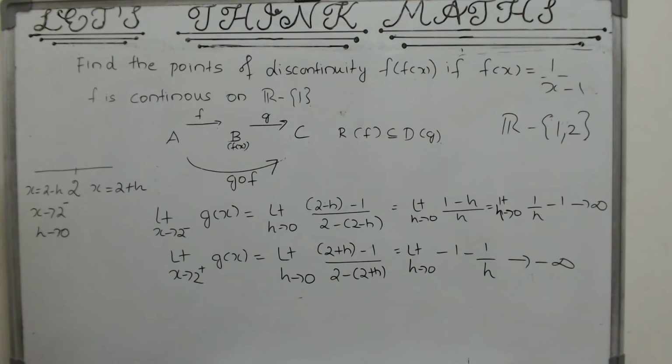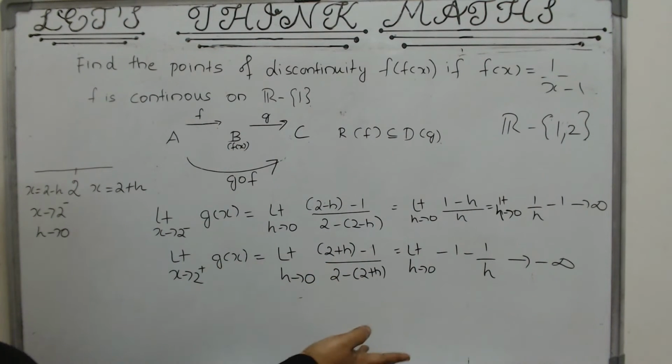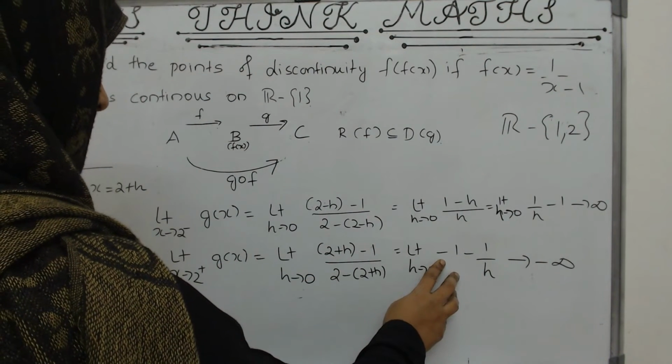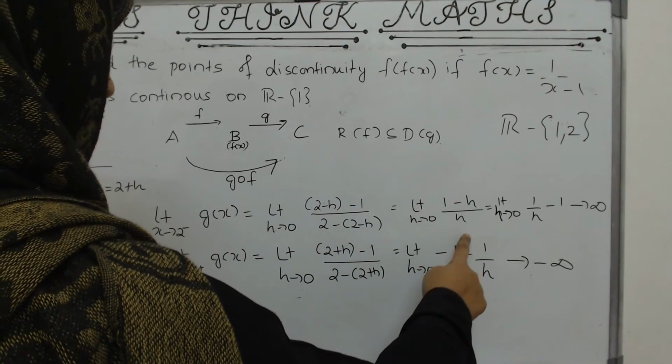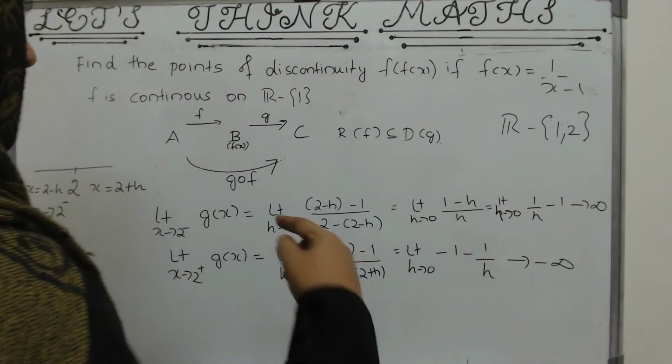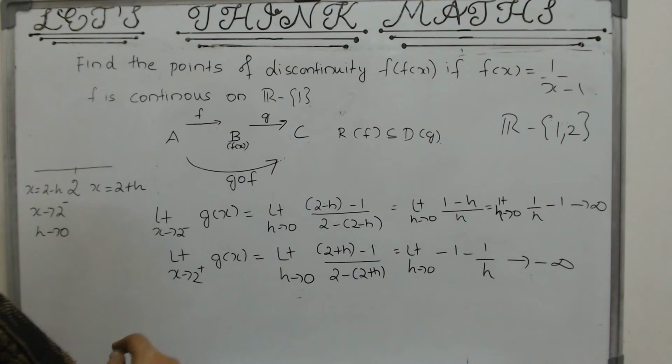What happens to your right hand limit? Your right hand limit also, this is what happens. Wherever you see x, put 2 plus h. You will see that it is minus 1 by h. So as h tends to 0, this whole thing tends to minus infinity. So the right hand limit tends to minus infinity. This is known as infinite discontinuity. So this is the example for that.